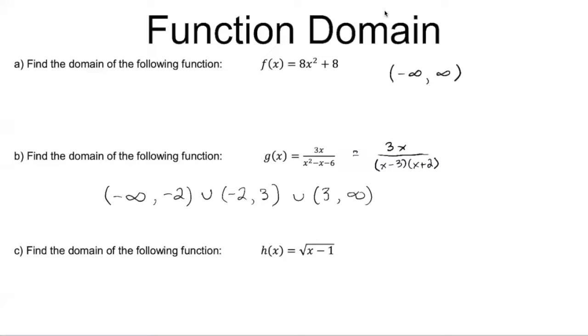Taking a look at our third example here, we have a function h of x equaling the root of x minus 1. In this case, the only restriction is that I cannot have a negative value underneath the radical. So all the values have to be greater than or equal to 1. So in interval notation, 1 can be included, so I can use a square bracket, and it goes until infinity. And I use a rounded parenthesis to represent that.